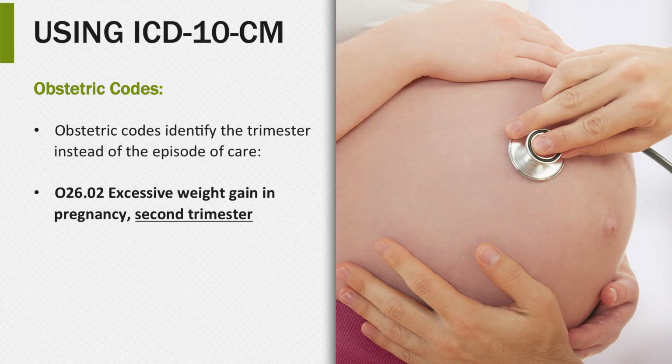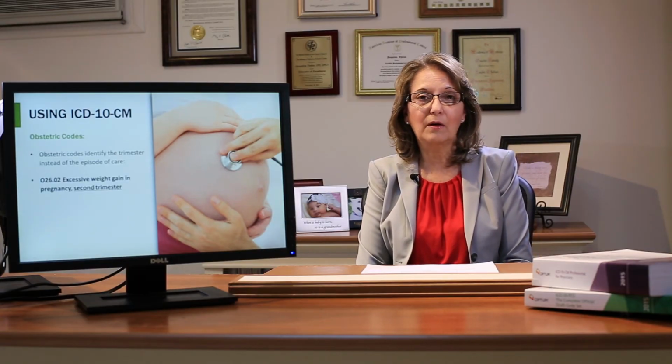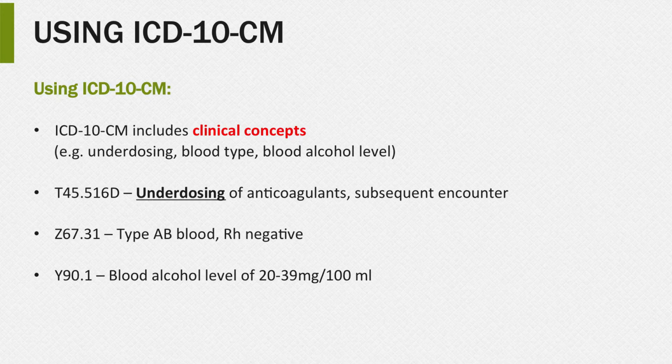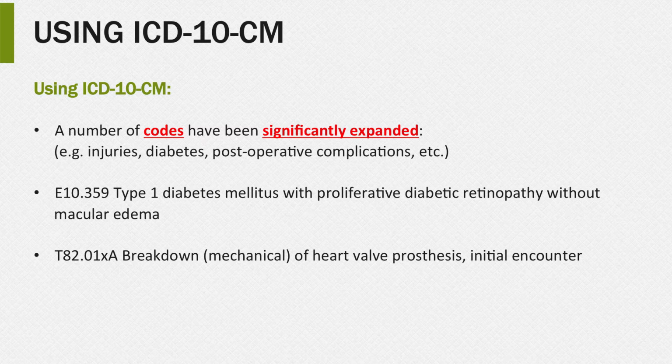One of the big changes for obstetrics is the fact that we now need to report with each of our codes the specific trimester of the patient. ICD-10 also brings along many codes which now include clinical concepts. For example, we can identify specifically the person's blood type and even the patient's blood alcohol level. Many of the codes in ICD-10 have been expanded. As mentioned earlier, this helps to reduce that double coding now required in ICD-9.